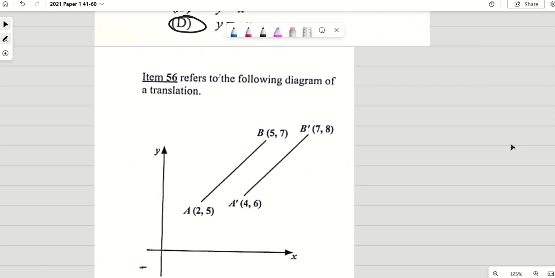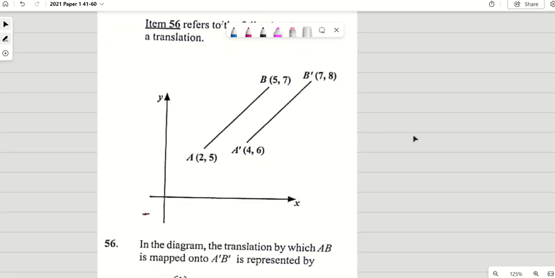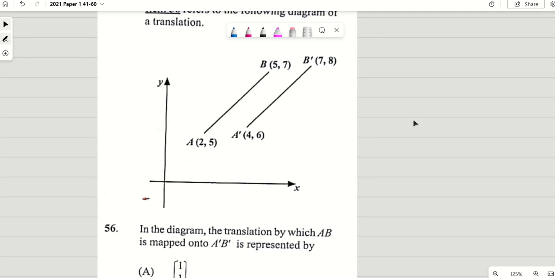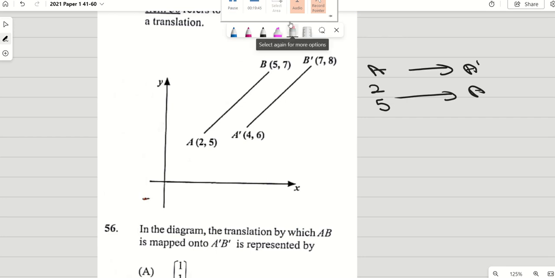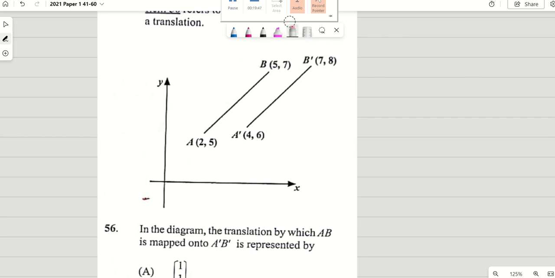Number 56 refers to the following diagram of translation. We're going from A to B and A prime to B prime. In the diagram, the translation by which AB is mapped onto A1 B1 is represented by which option? To go from an object to an image, we take the coordinates. So it is A to A1, and then we're going to do B to B1 to make sure it's the same.